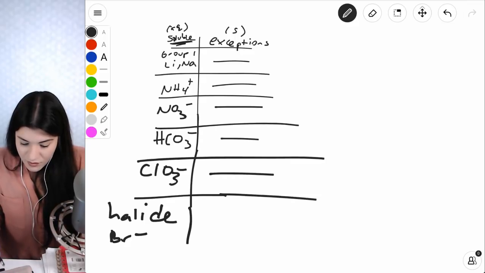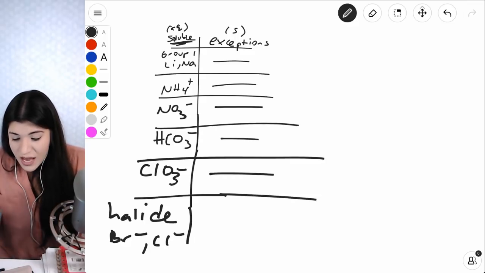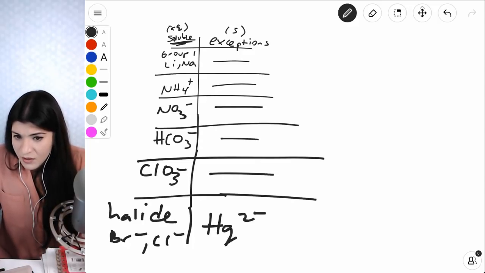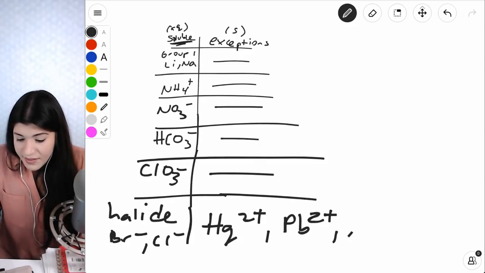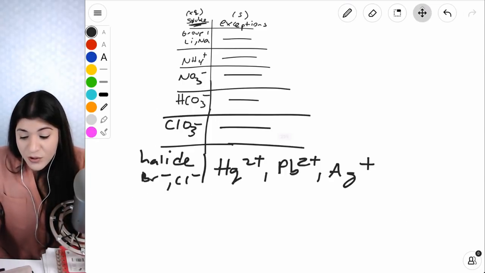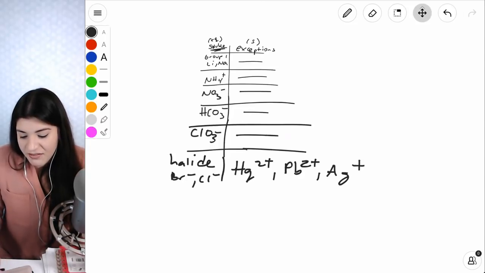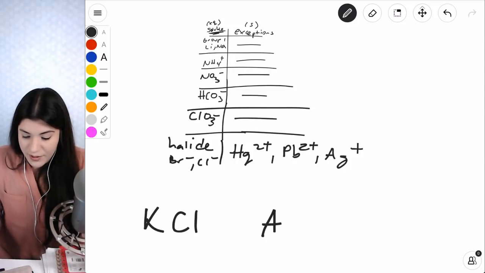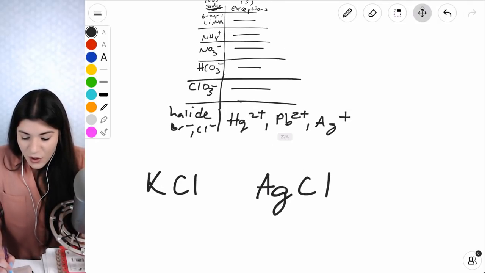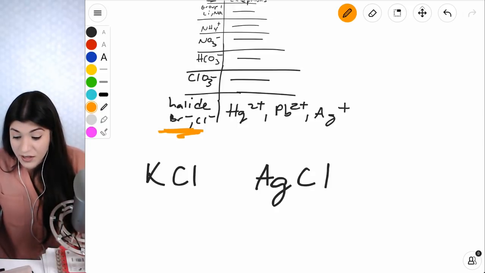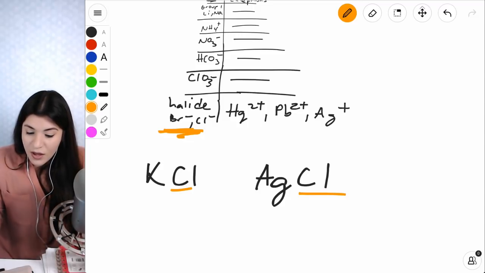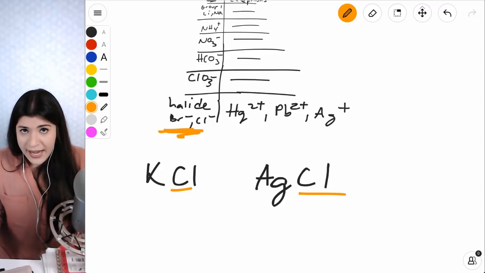So that has an exception whenever it's combined with, let's say, mercury or lead or silver. That will be a solid. So for example, if we were to have KCl versus, let's say, silver chloride, okay? Looking at this first part, anything that's a halide, so I typically look at the ending, where I know that's chlorine or that's a halide. So it's typically soluble, making it aqueous, with the exception of these three.